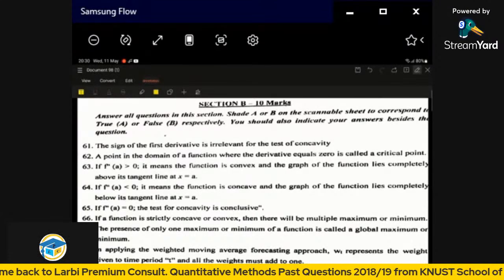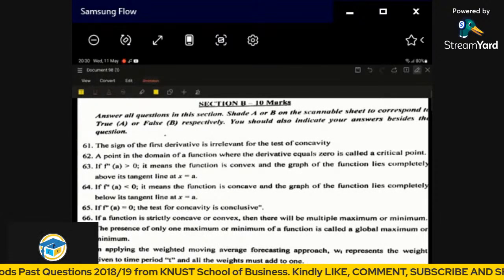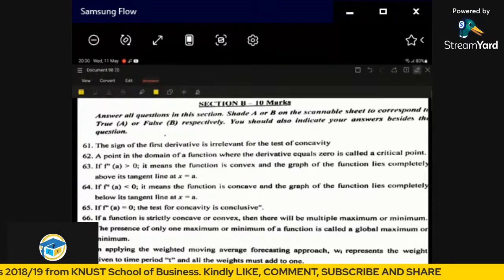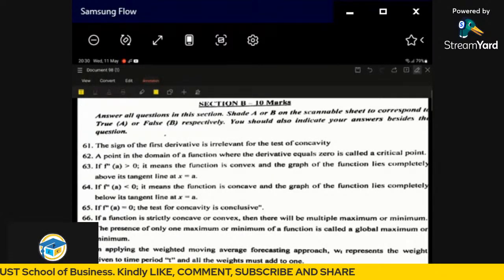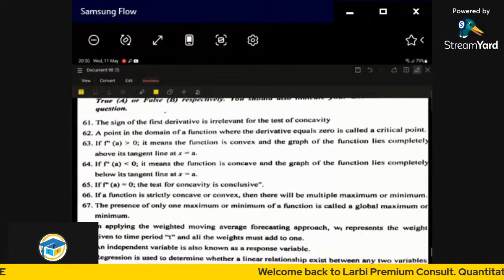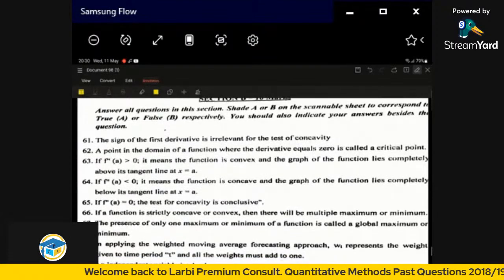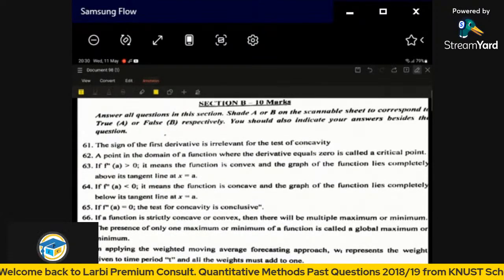But then we're giving some information to read out here. Now you have to answer all questions in this session. Shade A or B on the scannable sheet to correspond to true if it is A and false if it is B, respectively. You should also indicate your answers beside the question. Okay, that was the instruction that was given then, by then, to those who answered these questions for that particular year.